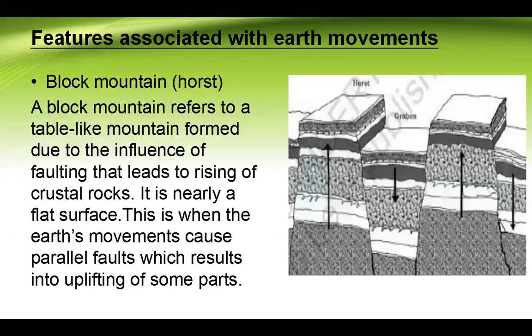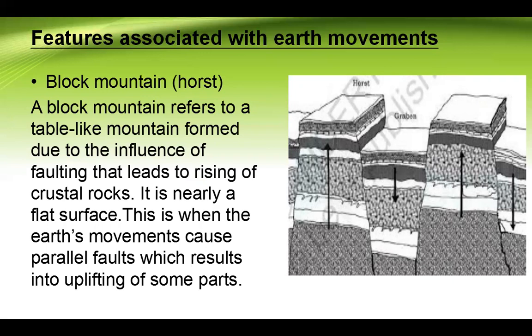So let's see these block mountains, also known as the horst. A block mountain refers to a table-like mountain. So it's like a table. Now it's formed due to the influence of faulting that leads to the rising of the crustal rocks. So the rising of the crustal rocks makes the block mountain. So it is nearly a flat surface, a little bit flat. So it's not that big.